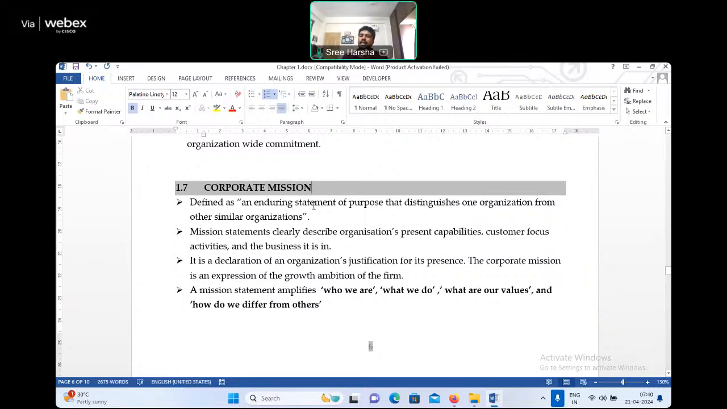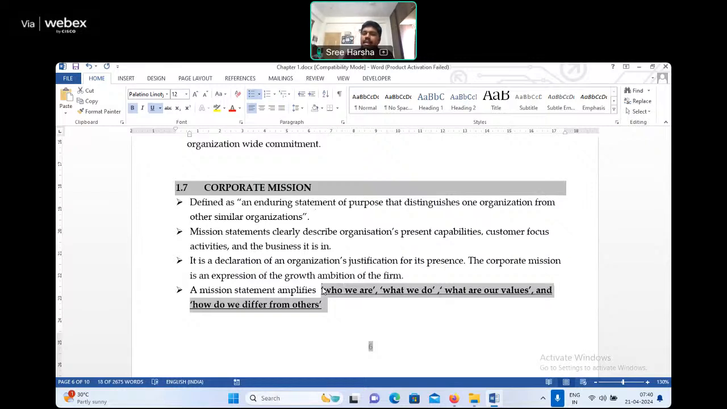So what is mission? As I said, mission is understanding the current scenario. Vision is understanding the future. Mission says who we are and what we do: who we are, what we do, what our values are, and how we are different from others. These statements will be answered by mission. Vision is about the future. Mission is about the current scenario.